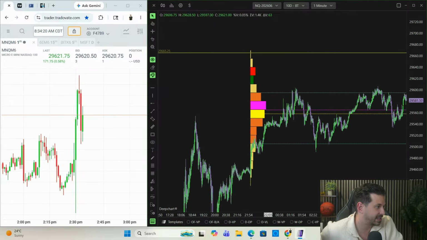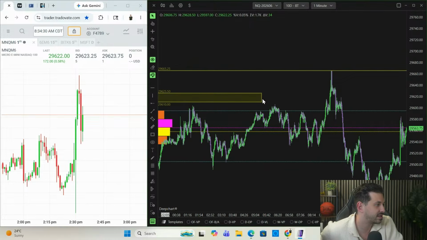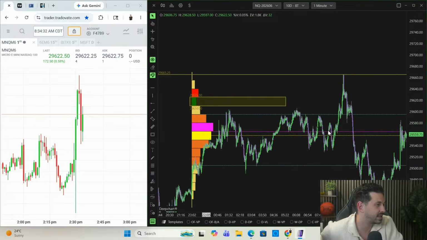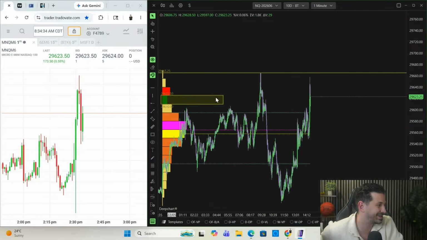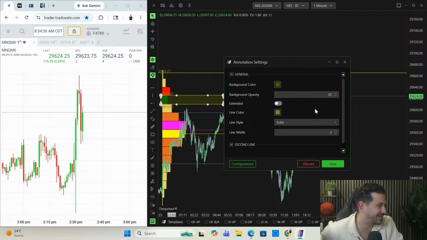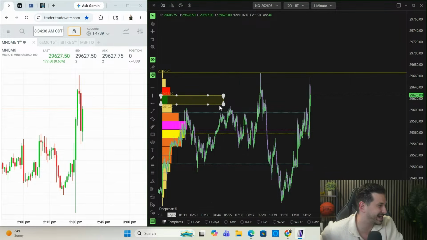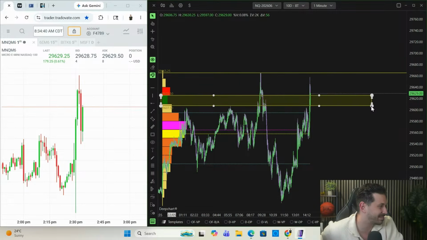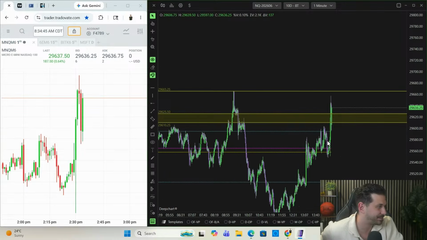Now we can see good areas that we can target, little gaps in volume. We've got this area here. Looks quite nice. It's not as intuitive as TradingView in certain areas, I'll be honest, in terms of the drawing, but it's good enough. It will do. There we go.